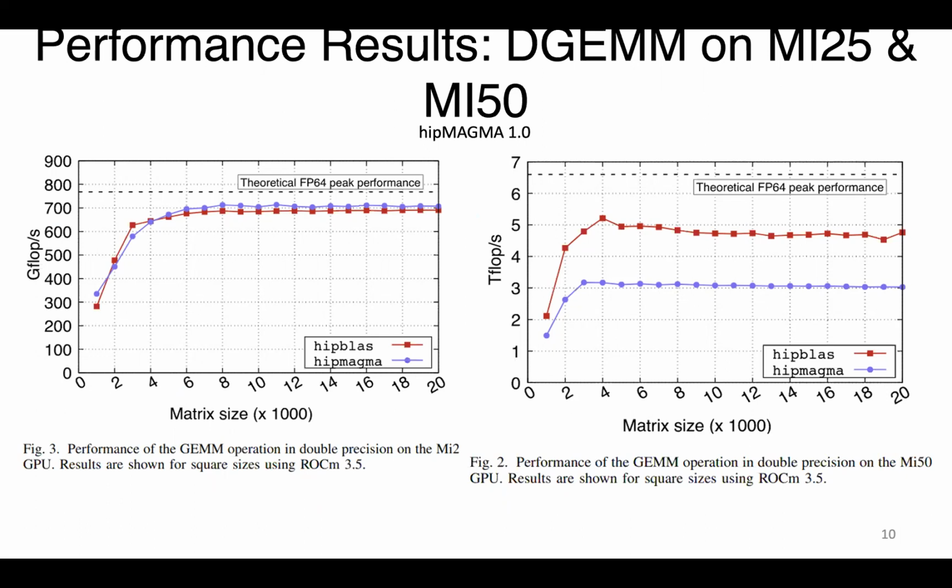And on the right is an example of a kernel that is memory bound. For this particular kernel, the performance is a little bit lower, but good performance is also achieved. So this is the portability effort in MAGMA.